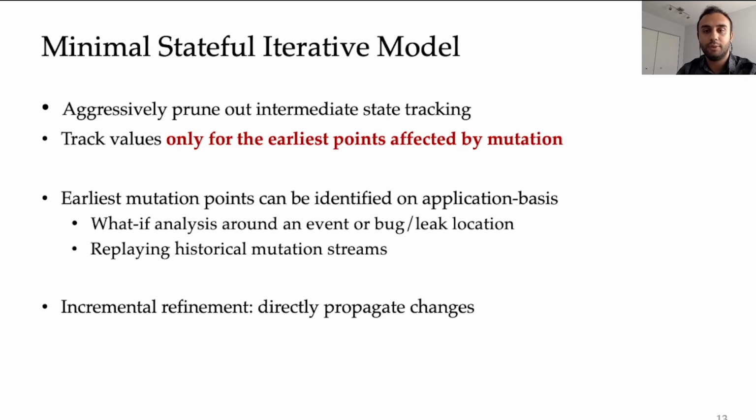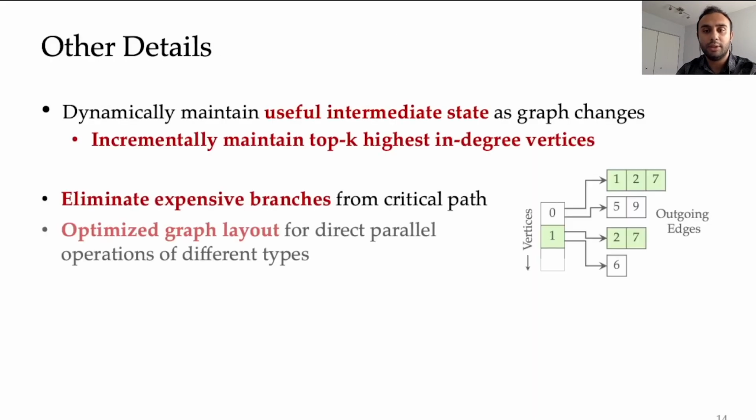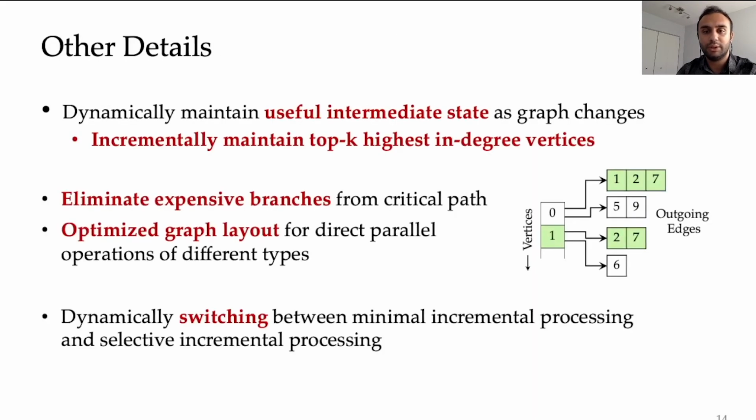For example, performing what-if analysis around certain vertices, or replaying historical streams, or identifying hot regions where mutations are likely to occur. There are several important details about our memory-efficient model that I haven't covered in this talk. For example, we developed a strategy to dynamically maintain the top k in-degree vertices to continuously capture better candidates for tracking as they arrive. We also developed an optimized graph layout that actively reduces expensive branch operations from the critical path. To know more about these techniques, I invite you to read our paper.